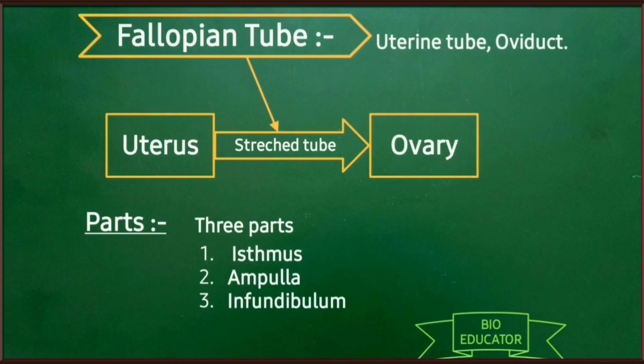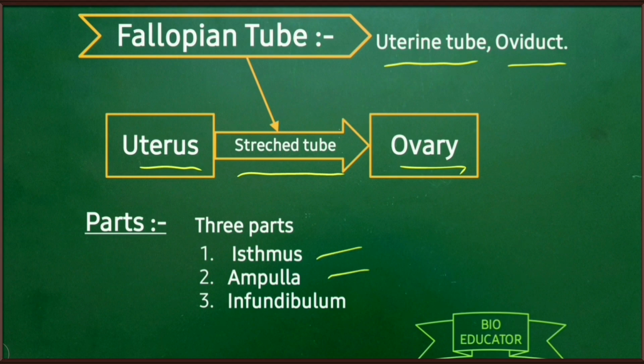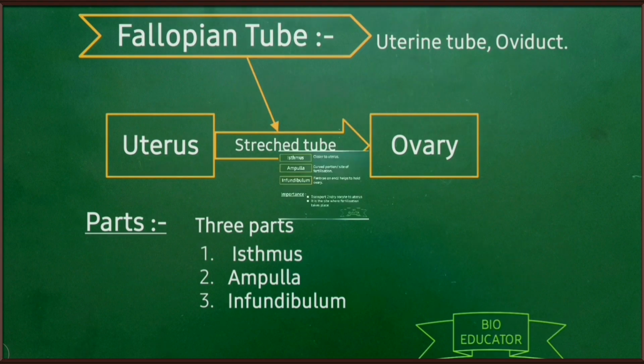The next part is fallopian tube. It is also known as uterine tube and oviduct. It is a stretched tube extending from uterus up to ovary. It has three parts: isthmus, ampulla and infundibulum.